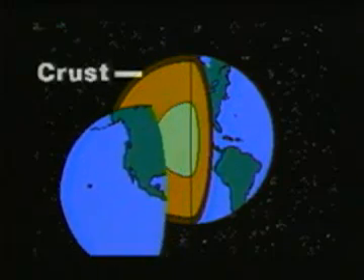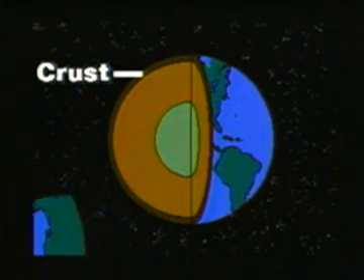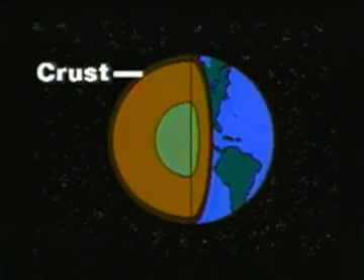The crust is the Earth's brittle, rocky outer layer. It's only a thin skin riding on the hot plastic inner layers, but it's from this thin skin that we get all of our rocks, minerals, and resources.